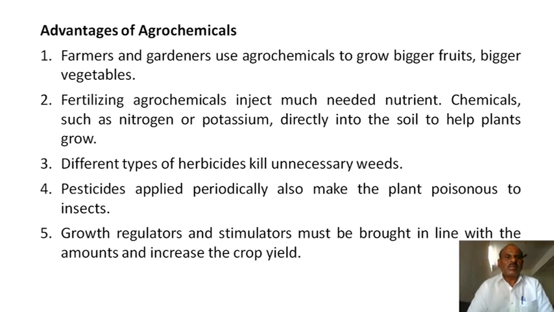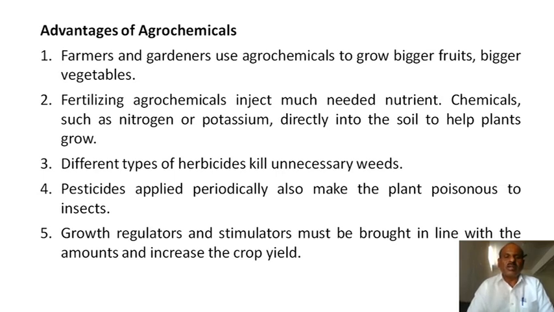Now generally, farmers and gardeners use agrochemicals to grow bigger fruits and bigger vegetables. This increases the yield, and some fertilizers are also added, containing nutrients, such as salts and nitrogen. They mix in the soil, and the pesticides, different types of herbicides, kill unnecessary weeds, which is very important.